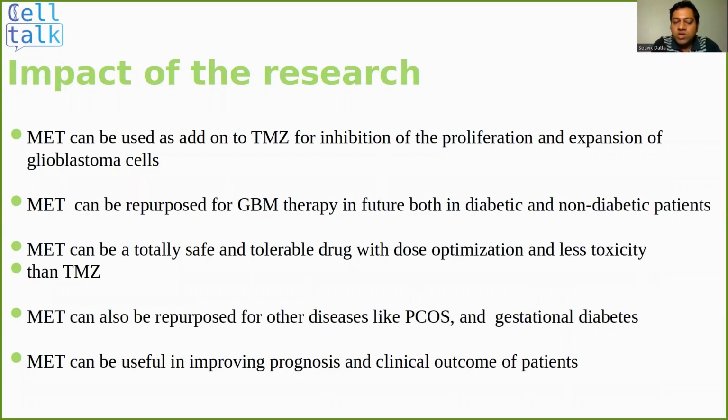So what's the third point? The third point is that metformin can be a totally safe and tolerable drug. As you all know, it's a very common oral drug. It's an anti-hyperglycemic drug used for type 2 diabetes mellitus, and it has also been used in other diseases like polycystic ovary syndrome and gestational diabetes. So it has already been repurposed in many other diseases. All in all, metformin can be useful in improving the prognosis and clinical outcome of the patients.